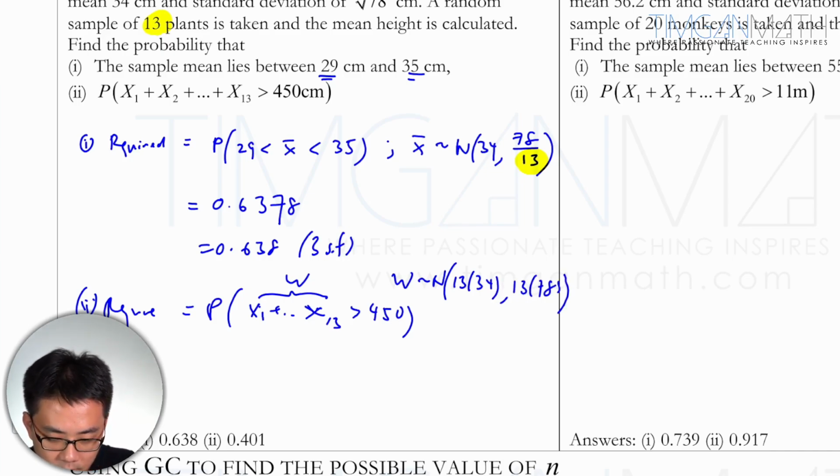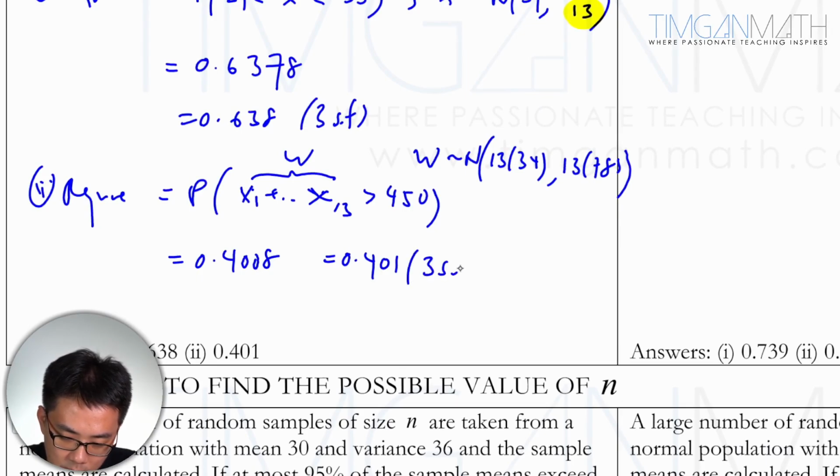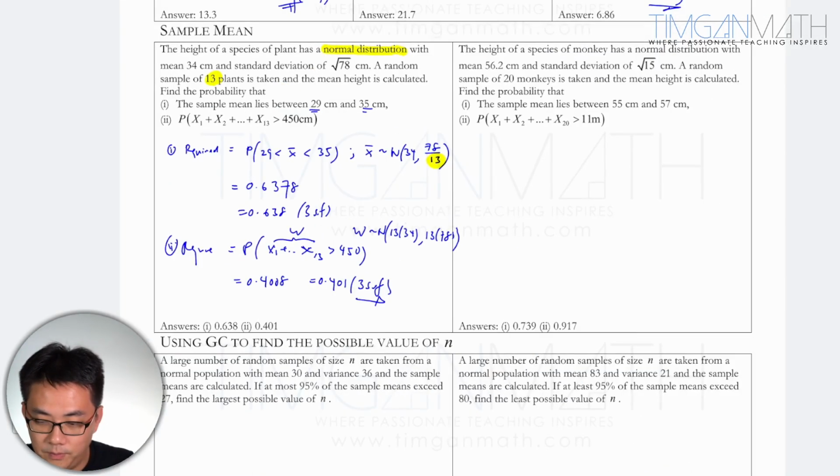That's about it. So using the calculator, normal CDF, you need 450 to 10 to the power 99, and then this will be 13 times 34, 13 times 78. Using the calculator, 0. Okay, good job. That's about it.